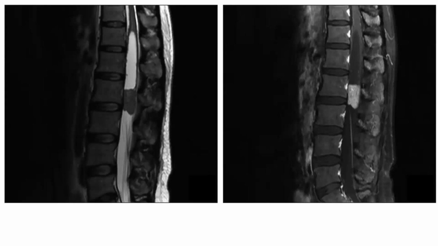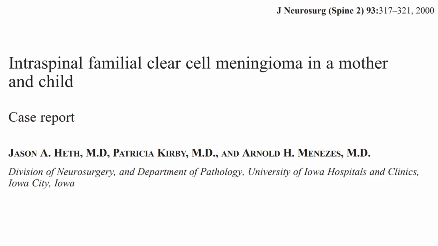Take a look at it. All right, burn this into your brain. Non-dura-based lumbar cistern, put clear cell sclerosing meningioma in your differential diagnosis. Here's a nice one, Jane Resurge: intraspinal familial clear cell meningioma in a mother and a child.